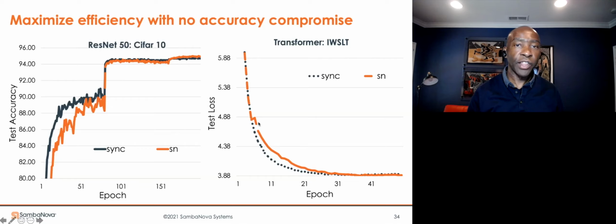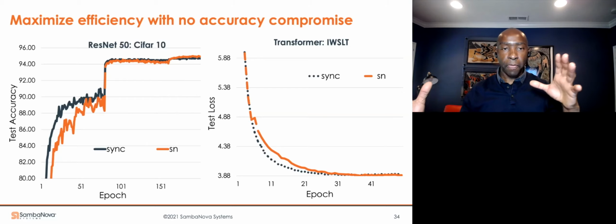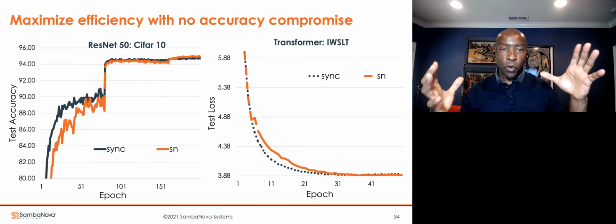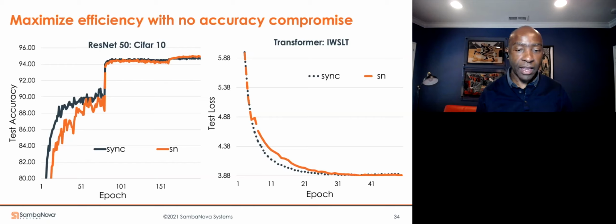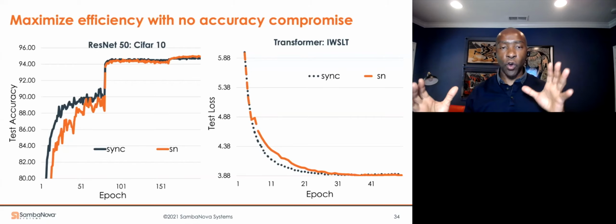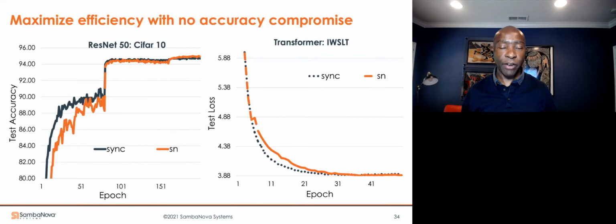And it's the same for this transformer-based language model. So both of these models converge to the same answer using the asynchronous pipeline model. And so, of course, we get what we want, very high throughput by pipelining our training pipeline, but we also get the accuracy that we want.